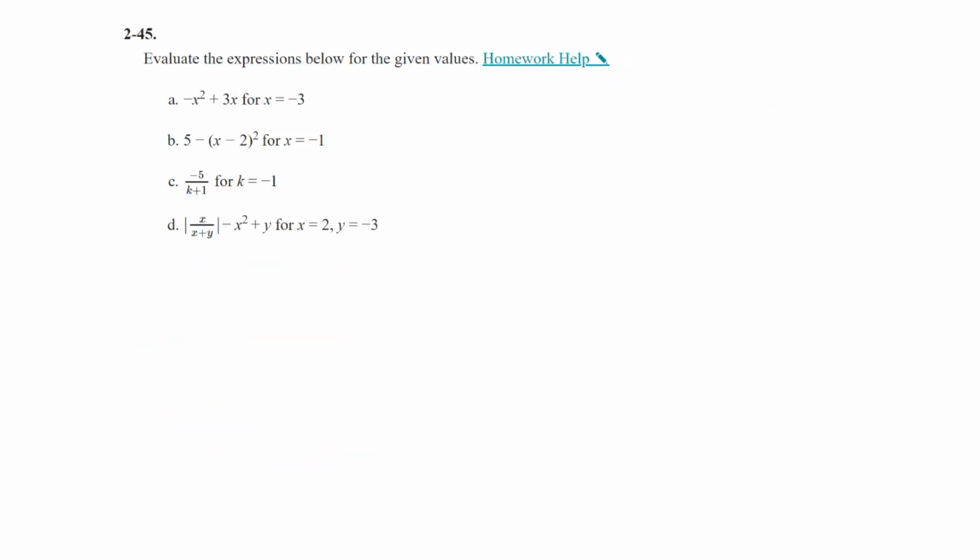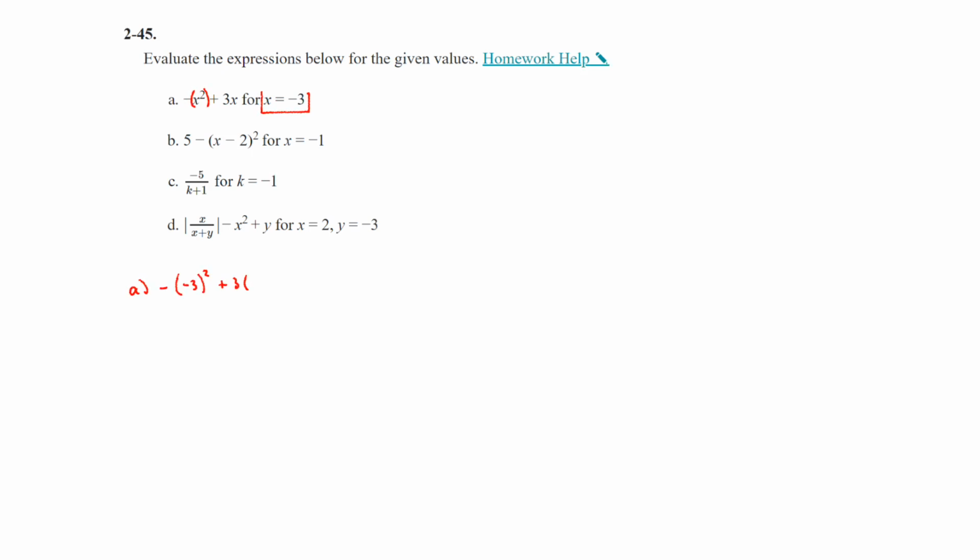Question 45. Evaluate the expressions below for the given values. So they're going to give you some additional information to plug in. You're going to plug it in and you're going to get a value back. So negative x squared. Remember with this negative, the negative is not in parenthesis there. So only are you squaring the x value, and then the negative stays out front. So I'm going to put the negative and then square the x. So it kind of looks weird because you have the negative out front and then you're squaring the -3.